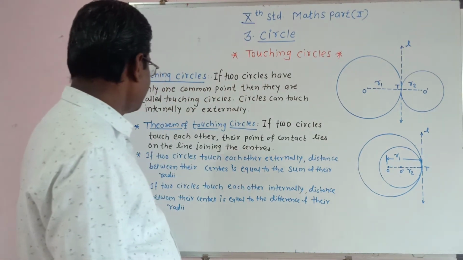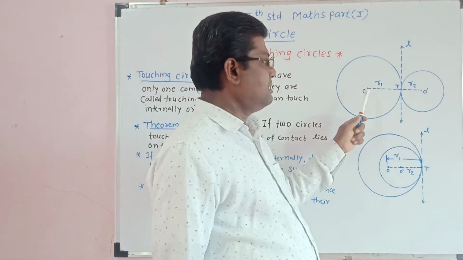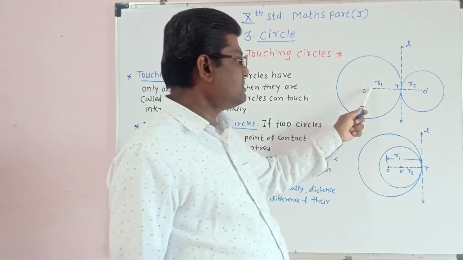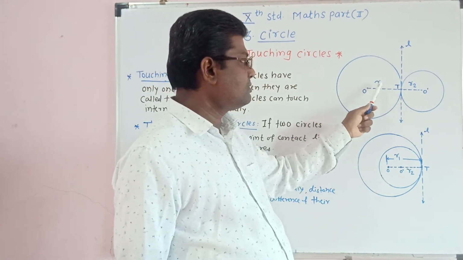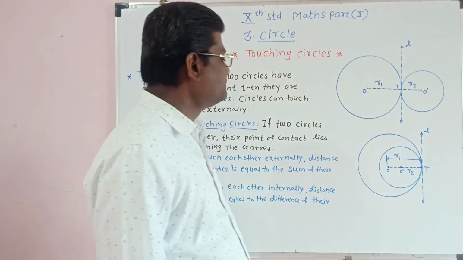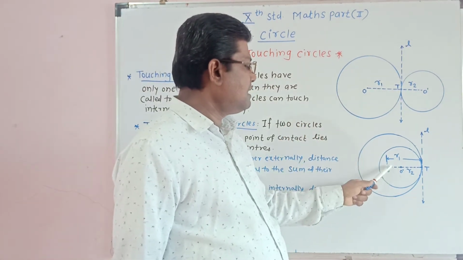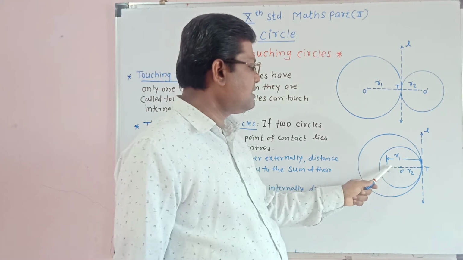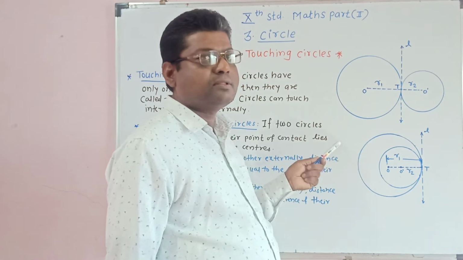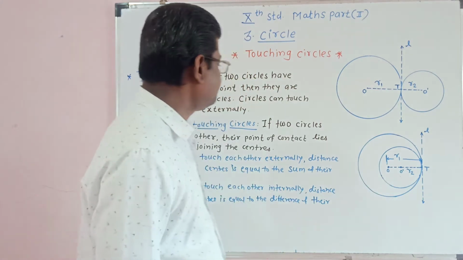If two circles touch each other externally, then the distance between their centers, that is the distance O O dash, is equal to the sum of their radii, that is R1 plus R2. If two circles touch each other internally, then the distance between their centers, O O dash, is equal to the difference of their radii, that is R1 minus R2.